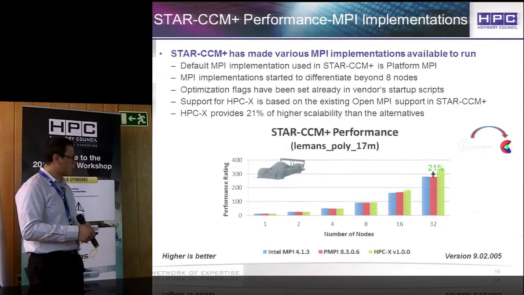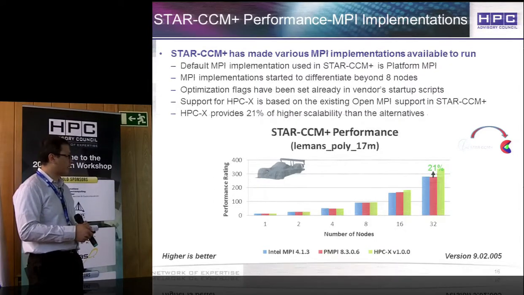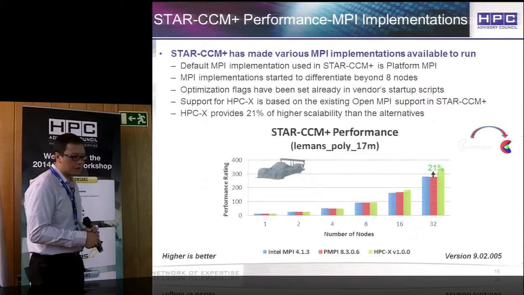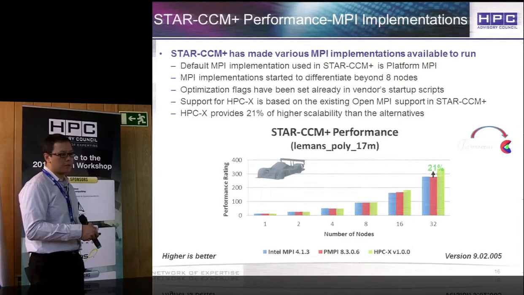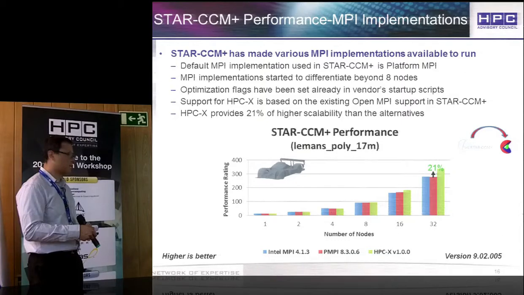Okay, so in this graph, we're comparing against three different MPI implementations. What you don't see down below is that we're comparing the one called HPCX, which is based on OpenMPI 1.8. And then the other two that we're comparing, let me see, is the Intel MPI. That works.